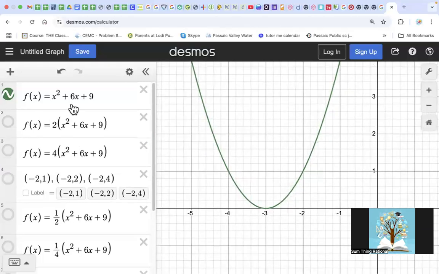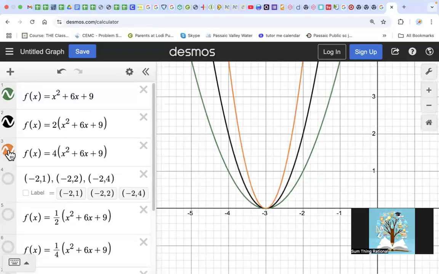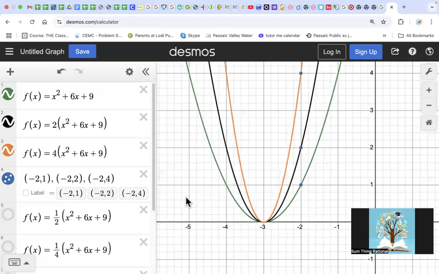So our graph is x squared plus 6x plus 9. In the first option, I will stretch by multiplying my function by 2. Then I will multiply by 4. As you notice, this black graph is stretched more, and the orange graph is stretched even more than the black graph. How can I understand that? Put some points on the graphs.